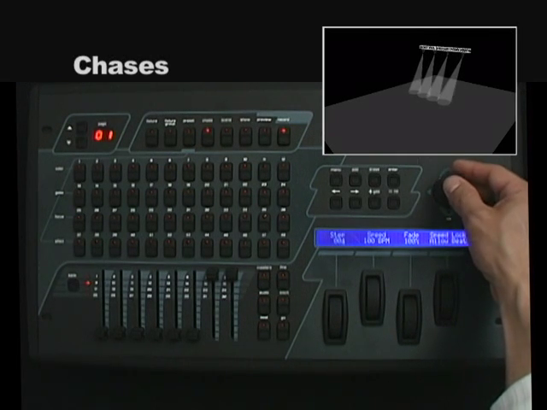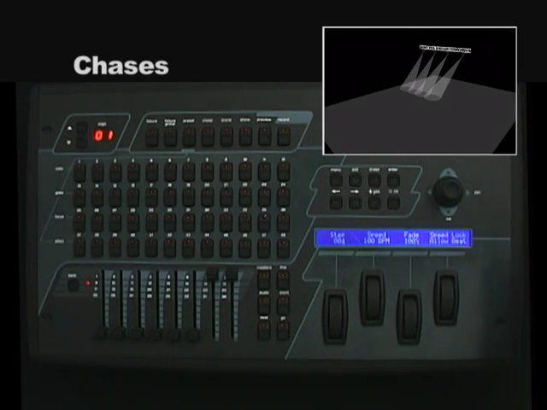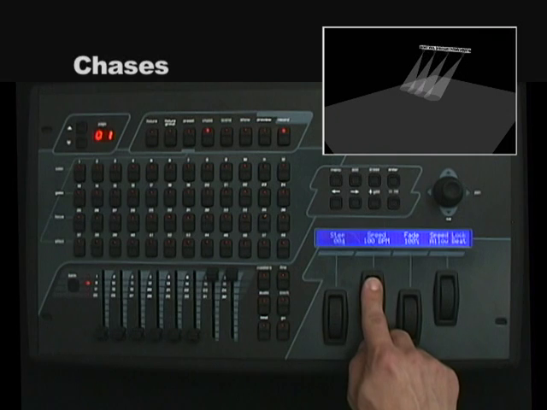And this is real important. You do not press enter after setting your final chase step. Pressing enter will add an empty chase step. Next, use data wheel 2 to set your speed setting. This will be your default chase speed.